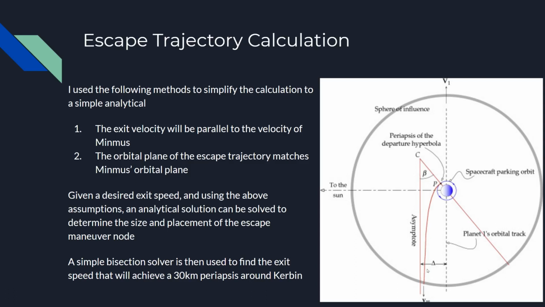So how I did my escape trajectory calculation is I made some simplifications. One, ensuring that the planes of the two orbits, my escape trajectory and the actual orbit of Minmus around Kerbin, are the same. That turns this into a two-dimensional problem, which makes it much easier to analyze. And second, I calculate it so that the exit velocity, this v infinity here, is parallel to the body's velocity around Kerbin. That makes it so I can just add the two together, and it gives me a cap: if my exit velocity equals the planet's velocity, then I'll be at zero and just fall directly to Kerbin. The analysis I do here is I give it a desired exit speed, calculate what the periapsis is, and then use a solver to get it to a 30 kilometer periapsis.